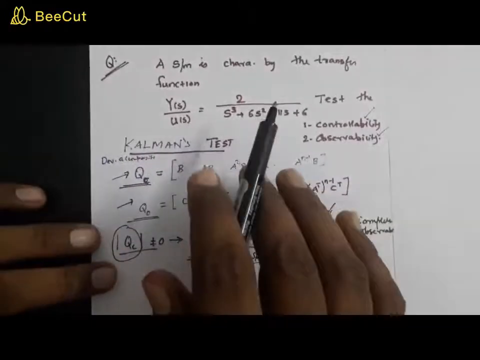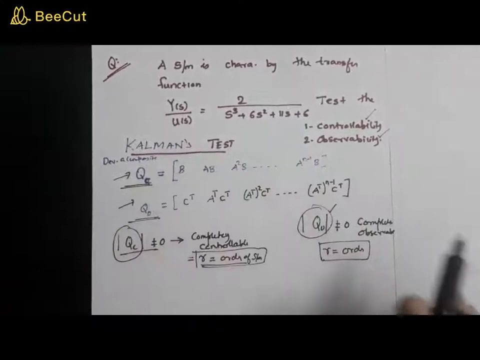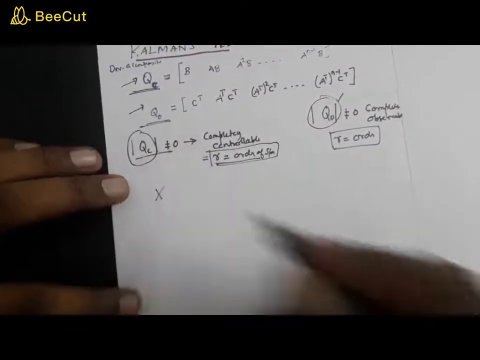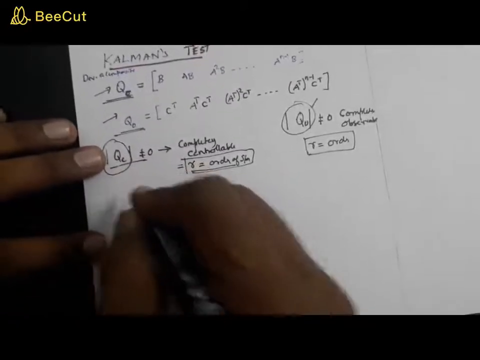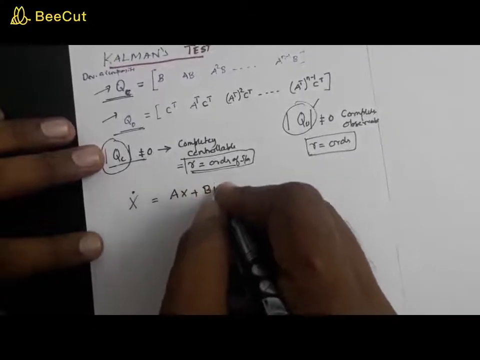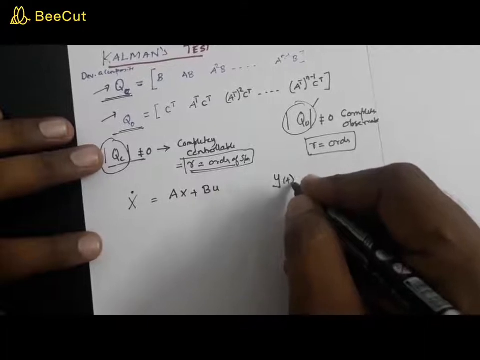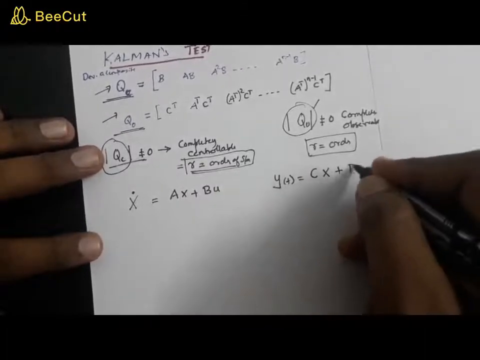Now, this is the kind of question that can usually be asked. This is Y of s by U of s. That means in some way or other you need to get the state model. What do you mean by the state model? You need to get something like this. The state equation is given by x dot is equal to Ax plus Bu, while the output equation is y of t is equal to Cx plus Du.